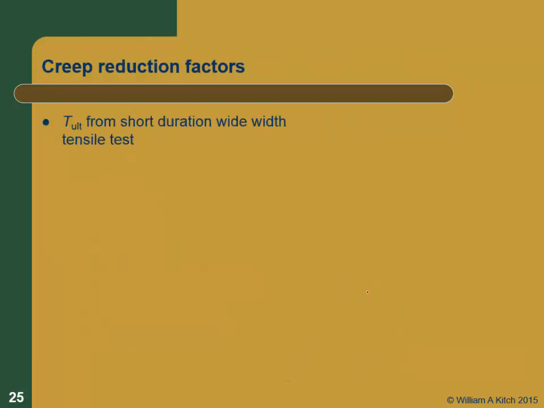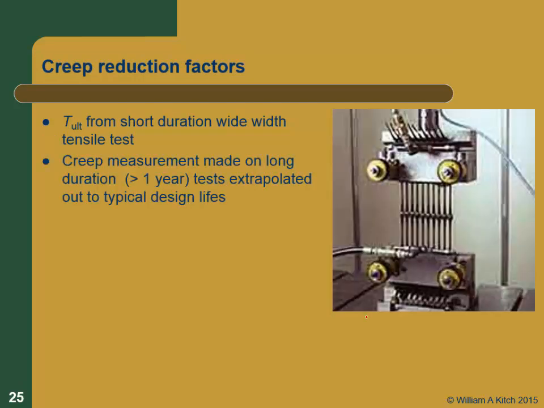So, creep reduction factors. We do what's called a wide width tensile test. This is a pretty good example. If you looked at some of these geogrids, this tensile test is 2 to 3 times the width of some of these elements that I showed you here. So this is on the order of 10 to 12 inches. It's a wide width test because you want to be sure you're getting the properties of the actual whole element.